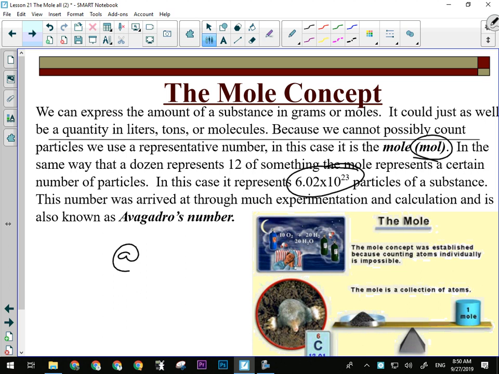All right. So this number here is Avogadro's number, because he's the guy who did all the experimentation and arrived at it. Now, when I show you a picture of Avogadro in a few slides, you may figure out why he used the word mole as his representation.